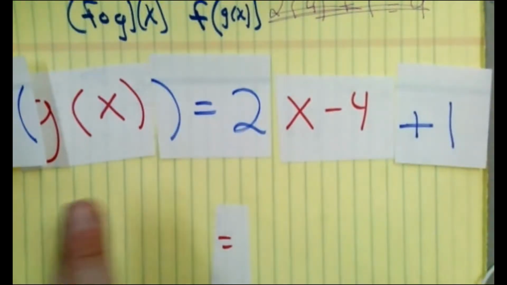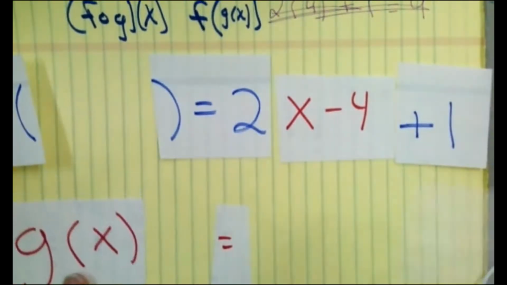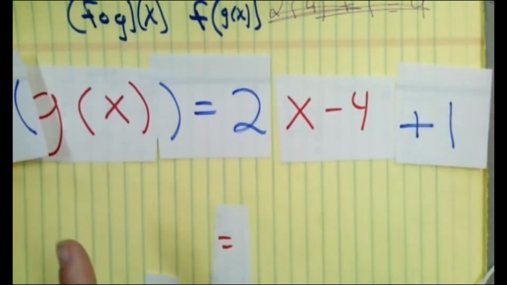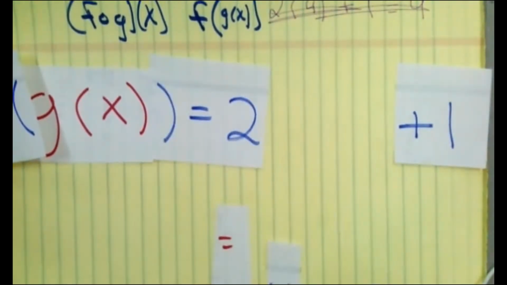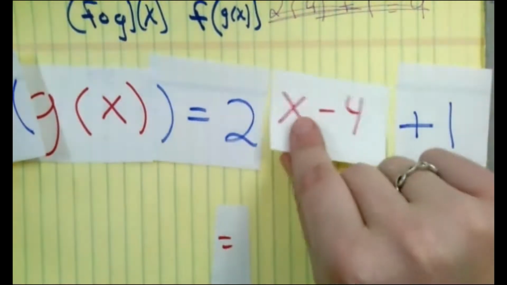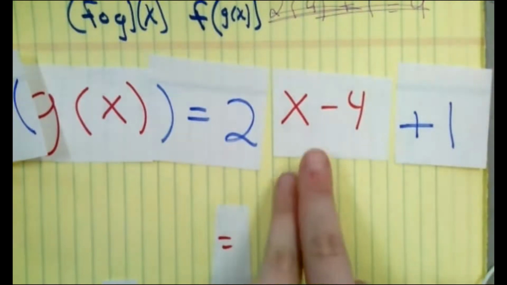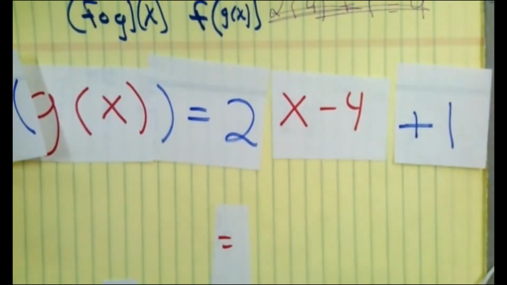So it's the same idea on both sides. On the left side, what was originally an x, we pulled the x out and replaced it with g of x. On the right side, I did the same thing. I pulled the x out and replaced it with whatever the g of x was. And again, it's just like plugging in a whole number, but instead of plugging in a 4, I plugged in another function.